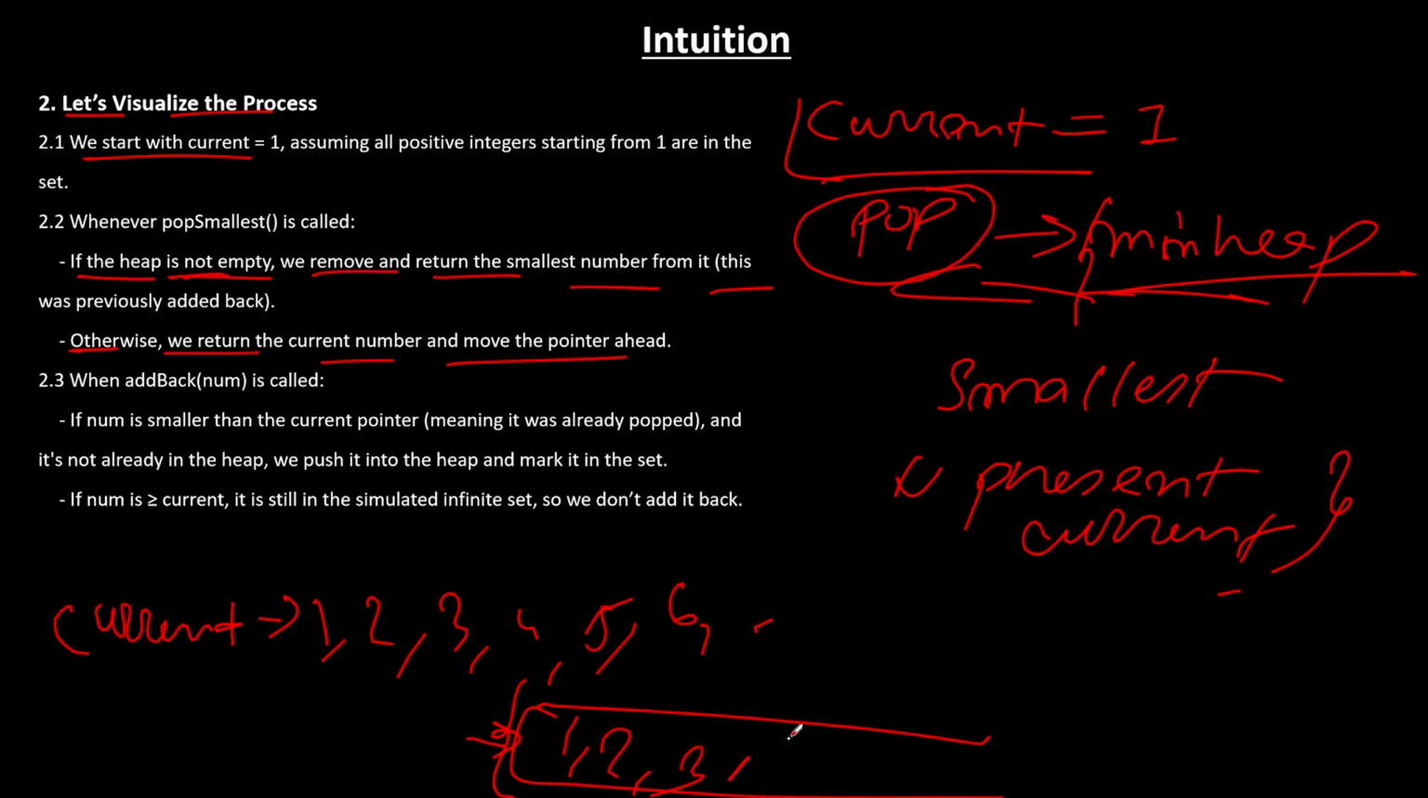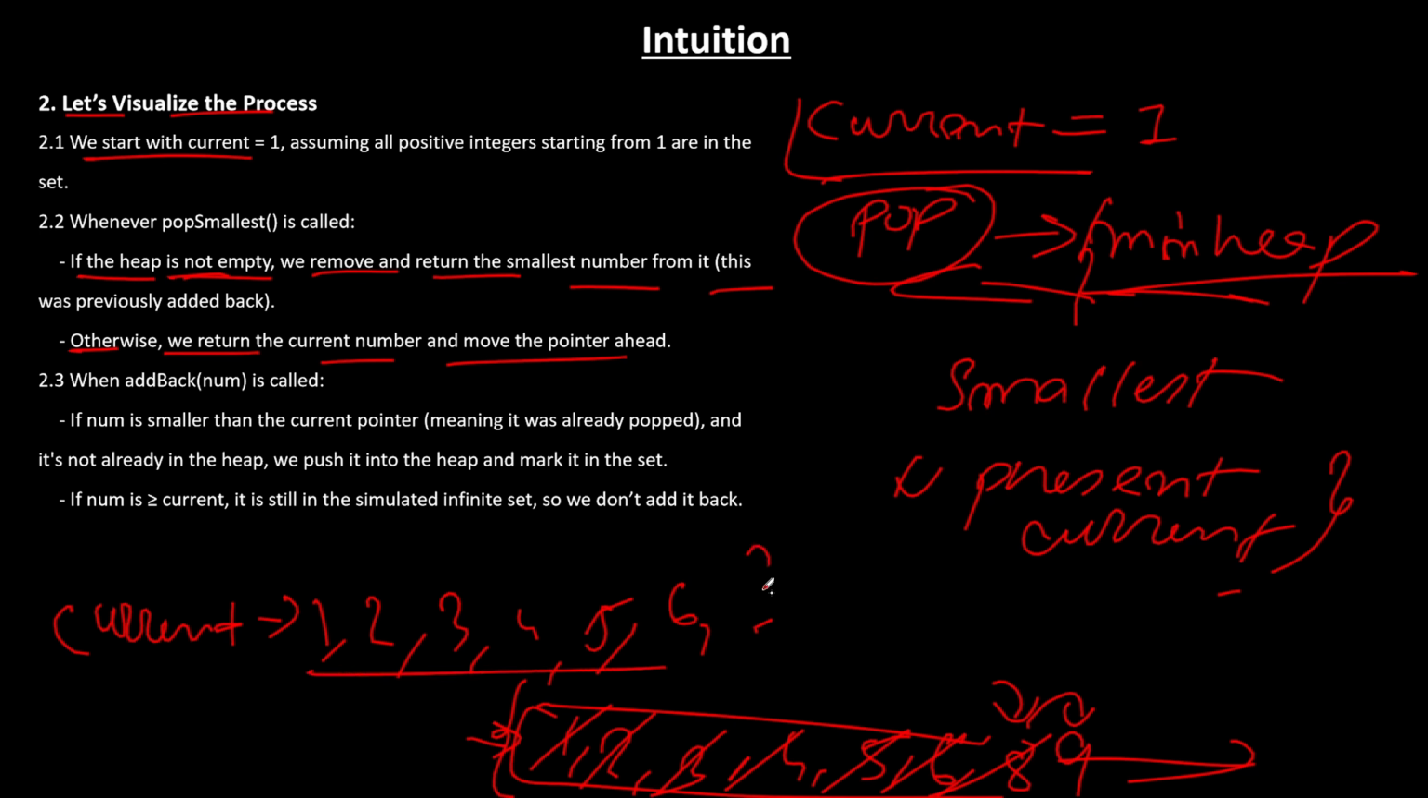Suppose you have the infinite set 1, 2, 3, 4, 5, 6, and so on. If you have popped 1, 2, 3, 4, 5, and 6, and the infinite set continues, you will pop the next smallest element. Then 9 will become the next smallest element. This is the same thing we were doing with the heap and the current. And if the heap was empty, we were returning the current counter value and moving it ahead.